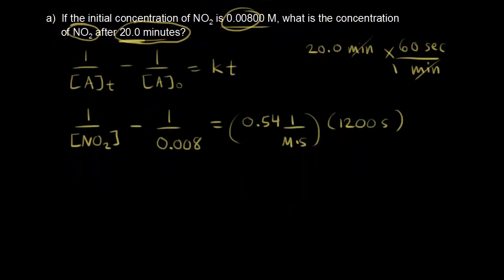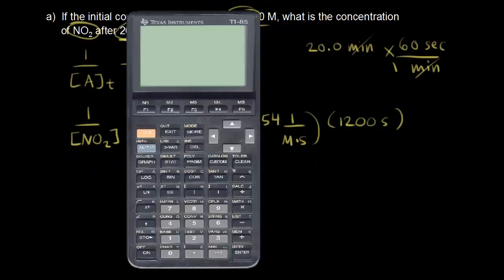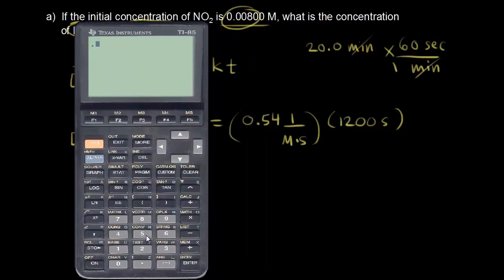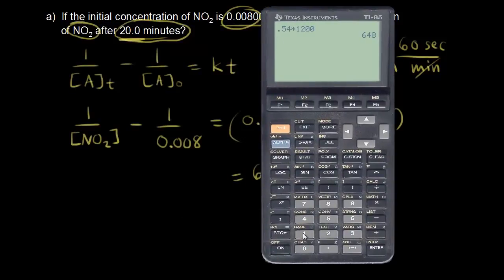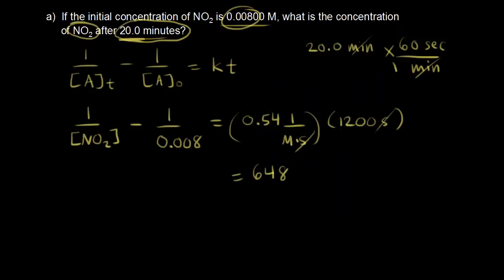All right, so let's go ahead and do the math. So let's get out the calculator here, and we'll multiply 0.54 by 1200. And so on the right side, we have 648. Notice your units, right? Your seconds would cancel here. And on the left, what's 1 over 0.008? Right, so let's do that. What's 1 divided by 0.008? That gives us 125. So we have 125 here. We have our minus. This would be 1 over the concentration of NO2.